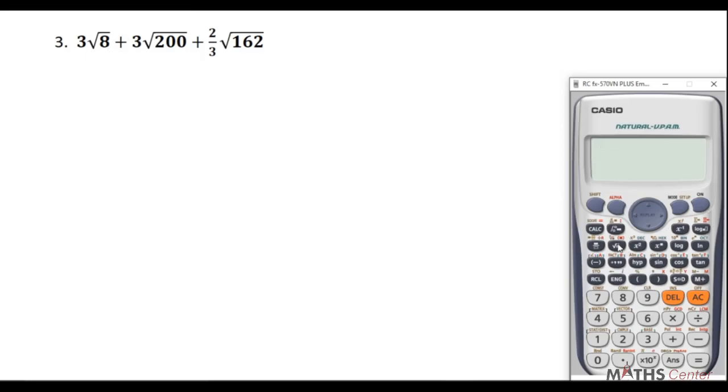For square root of 200, we are getting 10 root 2. So the perfect square is 10 squared. We know that 10 squared is 100. Then the other number is 2. So 100 times 2 for 200.